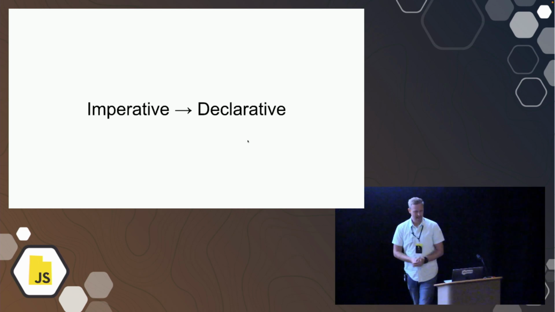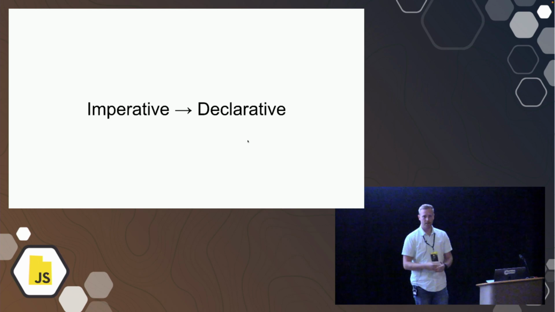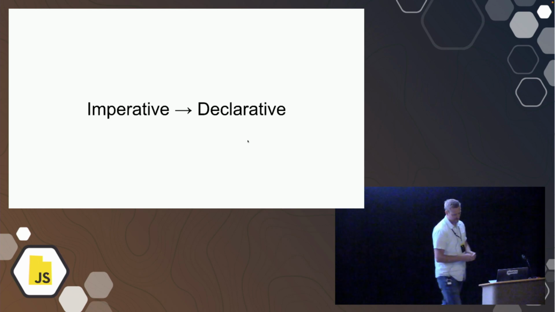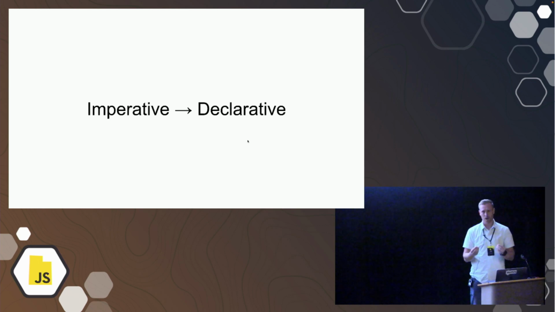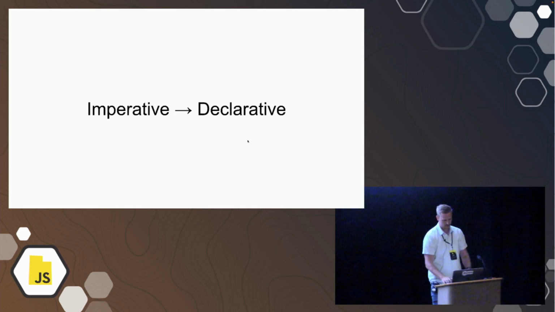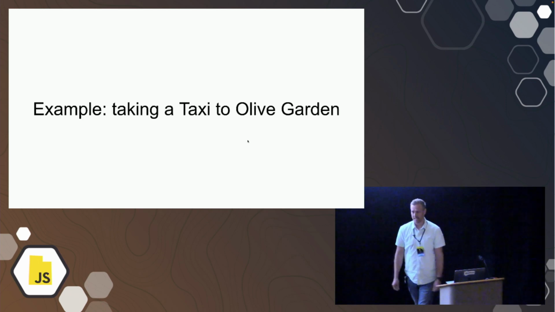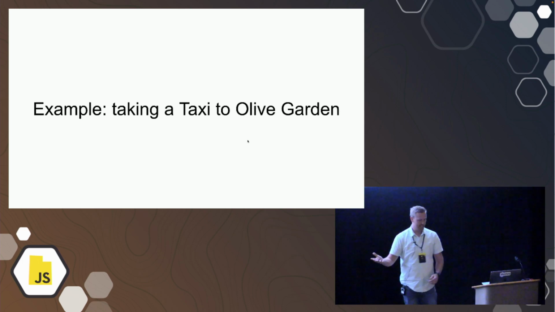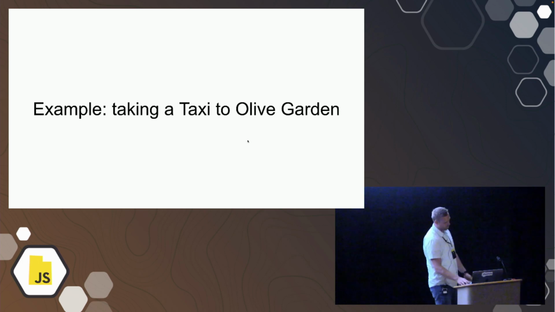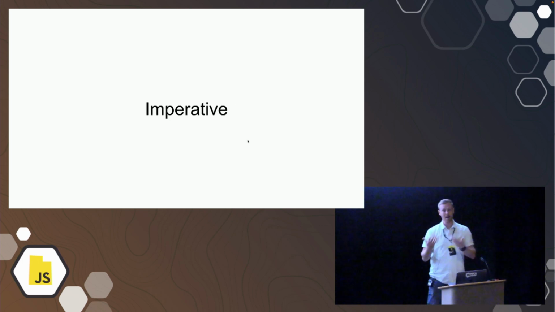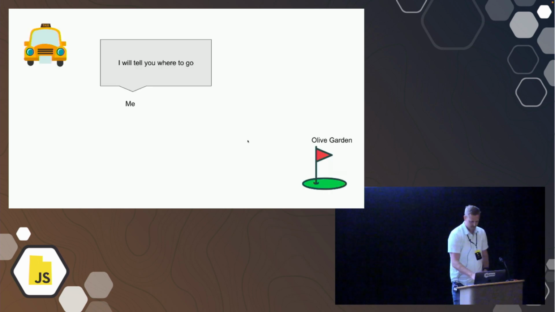So back to the premise, going from imperative code to declarative code. Let's first talk about what those are before we talk about the how. So we're going to look through an example of taking a taxi to Olive Garden, as you do. So let's first look at an imperative example of this.